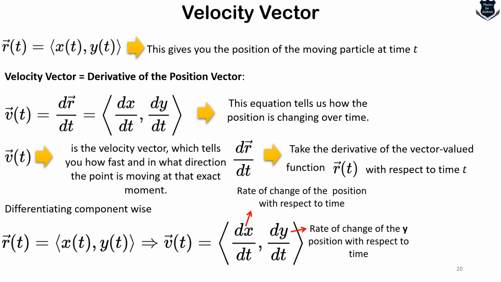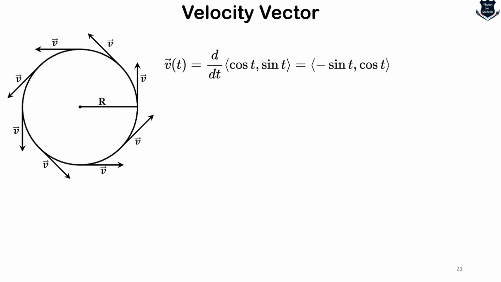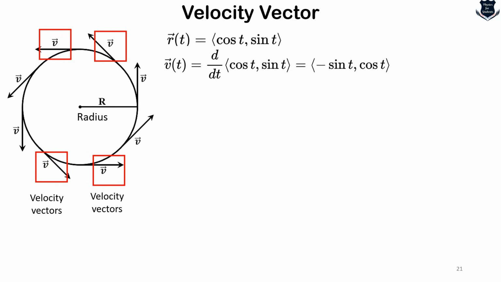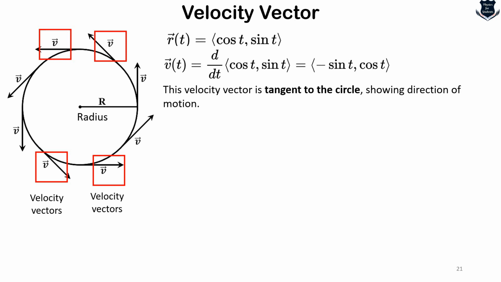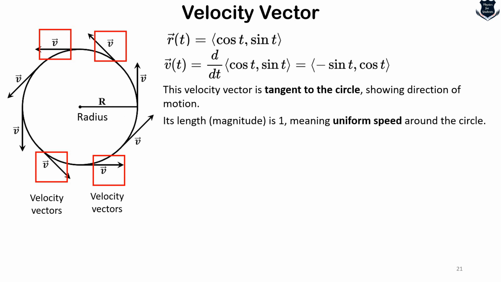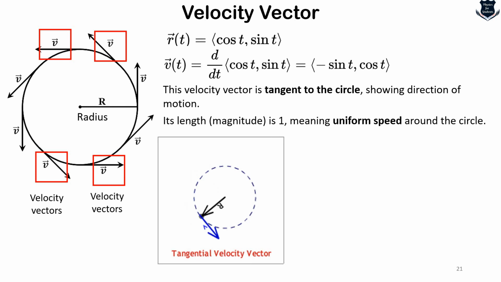Okay. Now coming to the visual, how does a velocity vector look? Here I have taken the velocity vector of a circle. It would be minus sine t, cos t, and if I take the radius as r, what we get is all these vectors, these are the velocity vectors. You can see that the velocity vector is tangent to the circle, showing the direction of motion. Its magnitude is 1, which makes it a uniform speed around the circle, and this is the tangential velocity.